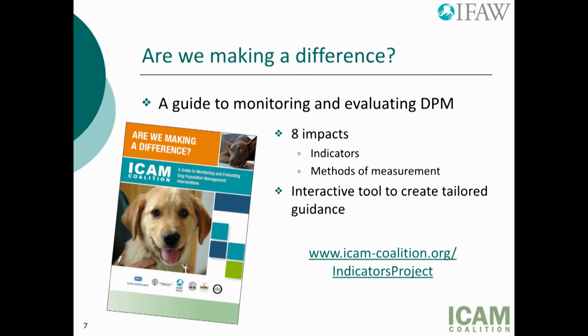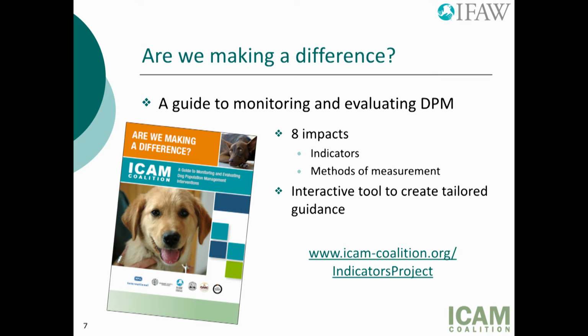So you can do a proper adaptive management cycle. Now I'm going to make a little plug for this document here. This was published by ICAM last year, so it's a guide to monitoring and evaluating DPM interventions. It's got quite a bit on how you can measure human behaviour as it relates to DPM. And it provides a list of several potential indicators against 8 commonly stated impacts of DPM. And for each of those indicators, it gives at least one method of measurement and some detailed advice on how to implement that method.